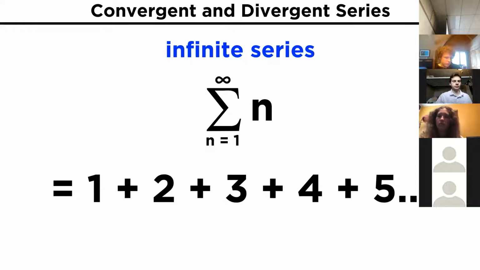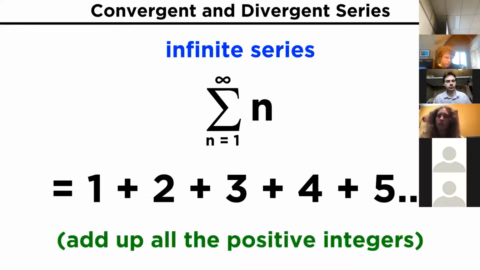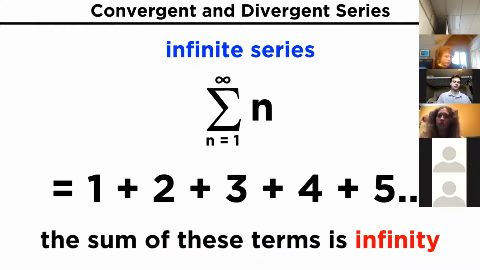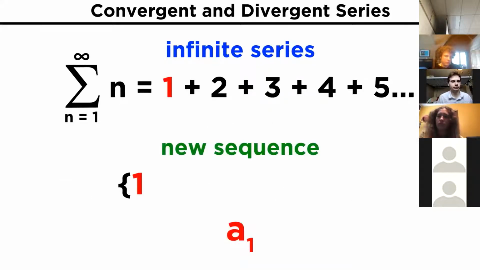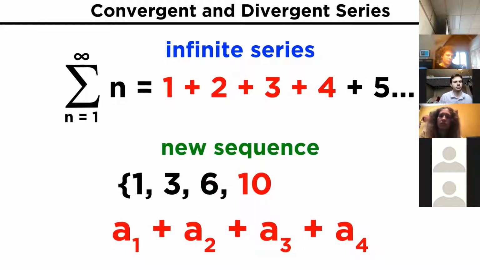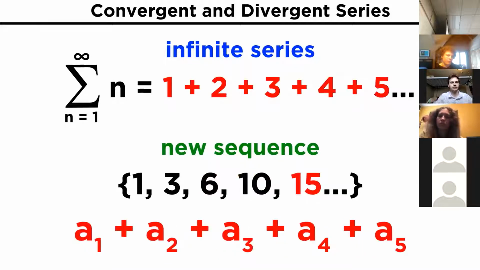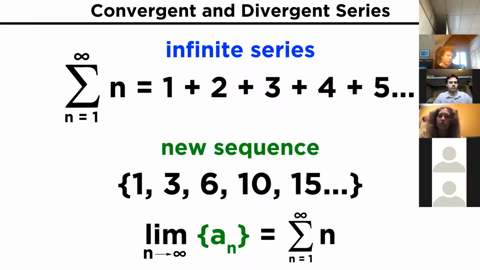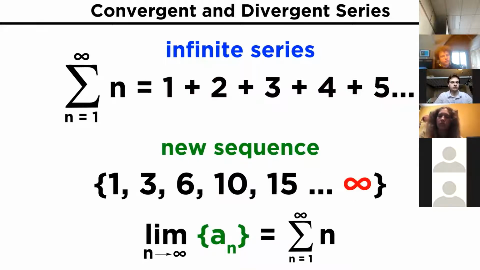Starting again with a simple example, simply n, we can easily see that if we were to add up all the positive integers, which themselves go to infinity, certainly their sum will also be infinite. This can be demonstrated by forming a new sequence where the first term is the first term of the series, and then the sum of the first two terms of the series, and then the first three terms, and four terms, and so forth. The limit of this sequence is the sum of the original series, and the sequence will go to infinity, so the original series is clearly divergent.